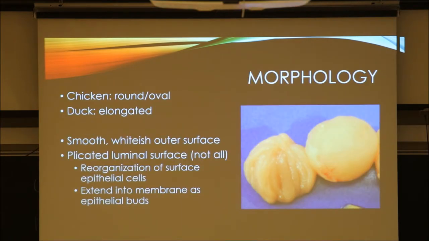We're going to go ahead and take a look at the morphology of the bursa of Fabricius. In chickens, it is a round or oval shape, but in other species, such as the duck, it can be elongated. If you look at the picture over here, you can see this is the outside. It has a smooth outer whitish surface. And then on the inside of most species, it's plicated, meaning that it has all these folds in it. The folds cause a reorganization of epithelial surface cells, and those cells protrude into the membrane as epithelial buds, which is going to be important in the histology.